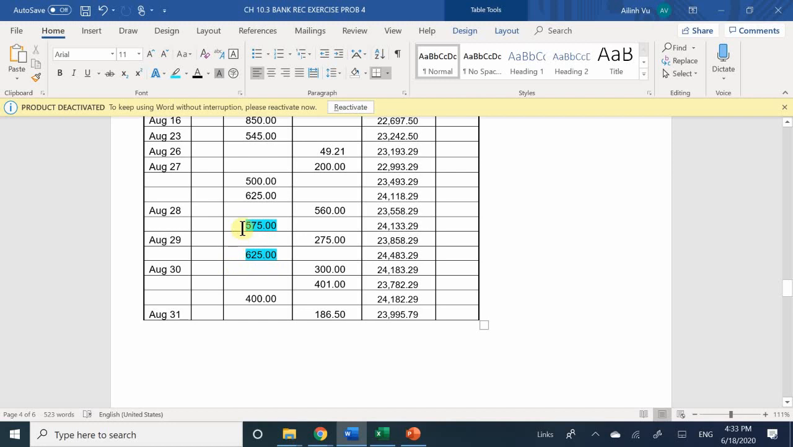So if you add this together, what do you get? What is 575 plus 625? 1,200. Say that again. 1,200. Okay, 625 plus 575, so we have 1,200. Good. Now this is money that we have not deposited, right?